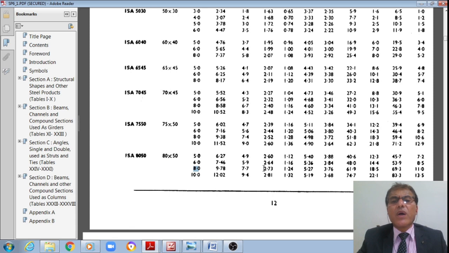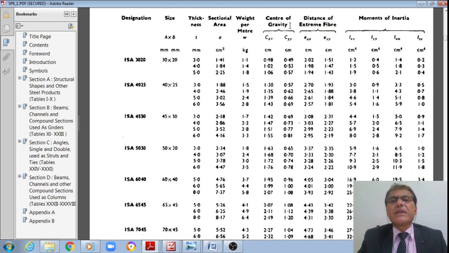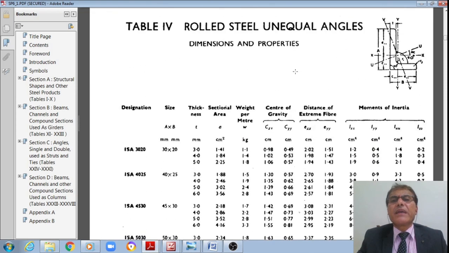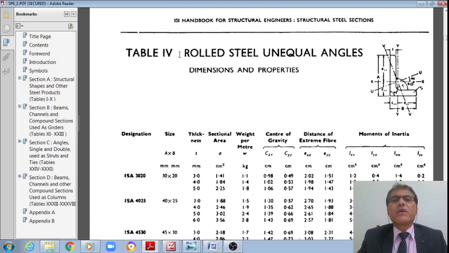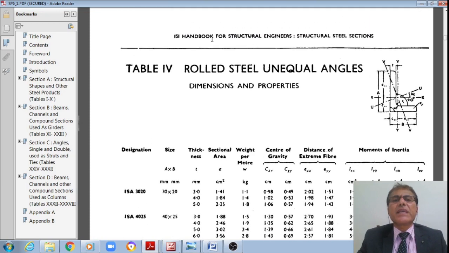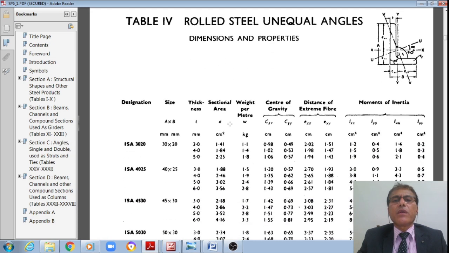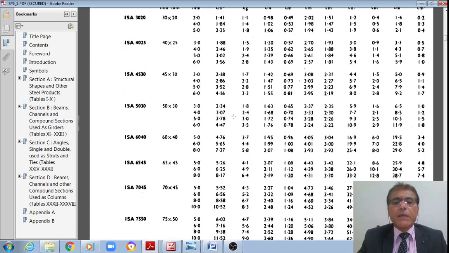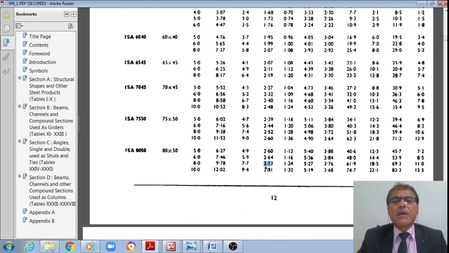Therefore, for that, now I have to have this CXX, right? Center of gravity CXX is equal to, this is from SP. This is the table 4. This is the table 4 of ISI Handbook for Structural Engineers, or SP 61 1964, table 4, page number 12, right? Therefore, from that I am noting down this property, that the CXX is equal to 2.73 as well as the area of this angle is equal to 9.78.